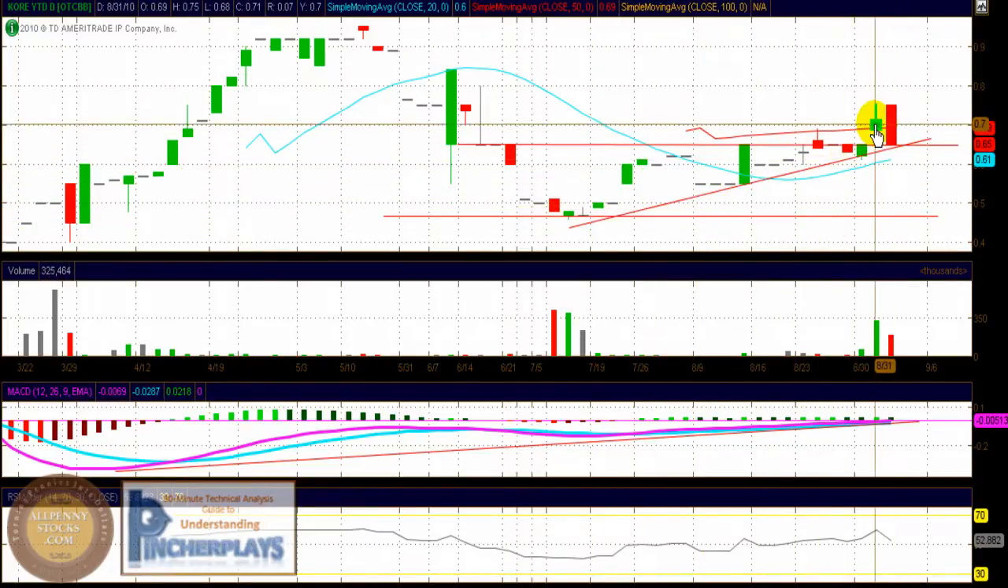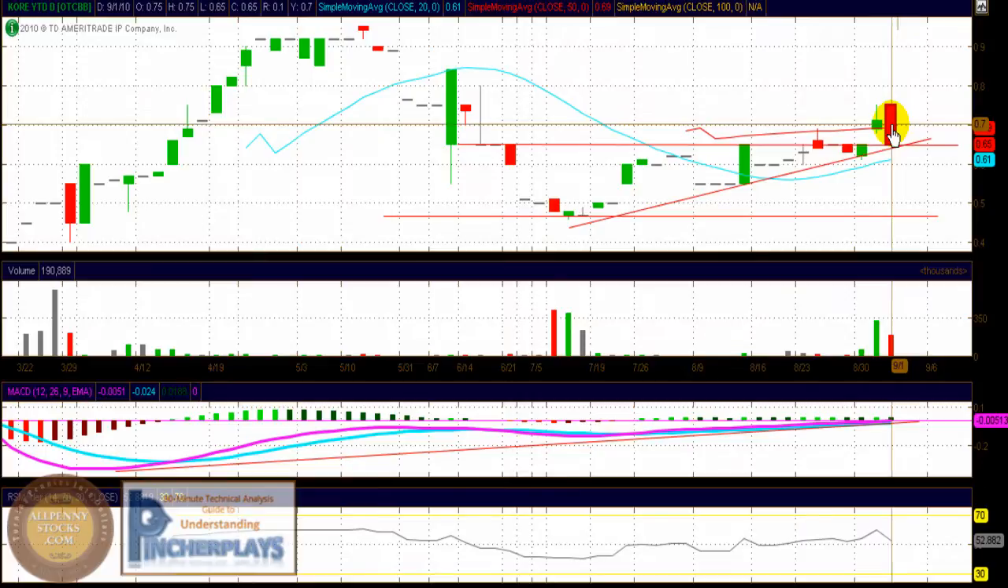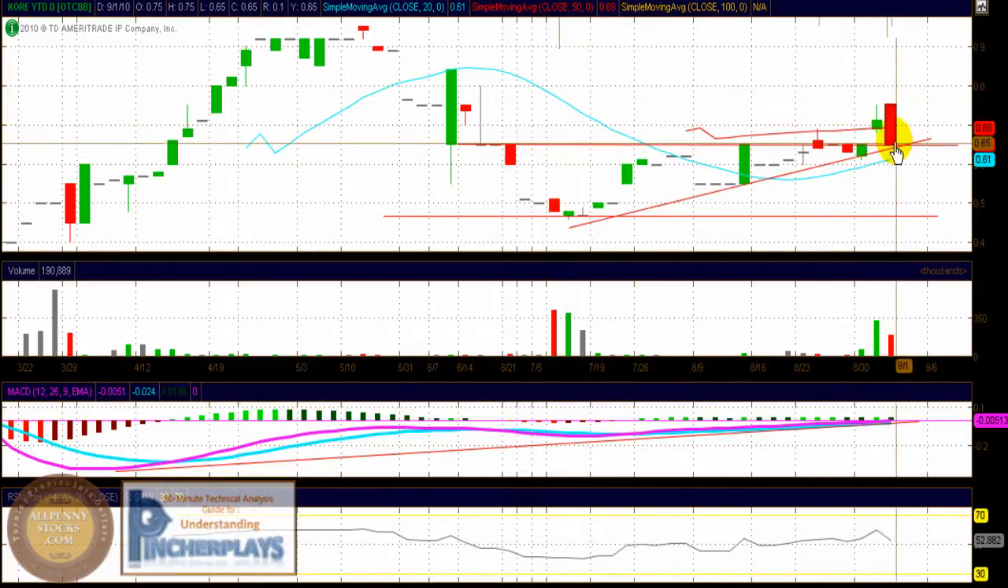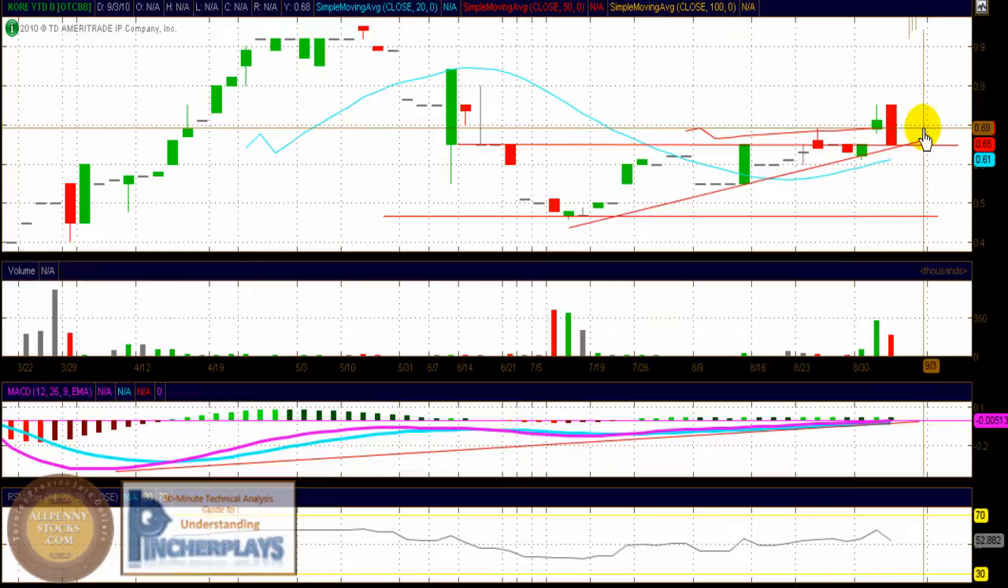On Monday, this is yesterday, it popped up to break out of that channel. Today it slipped back down with a little bit of volume and it's sitting on top of it. Classic TA says that this resistance should become support now. So we're going to look for that 64 cent area to hold. We're going to look for this uptrend to continue.